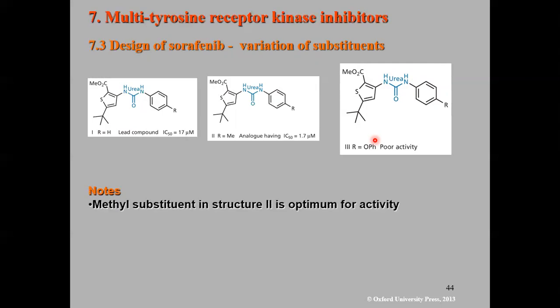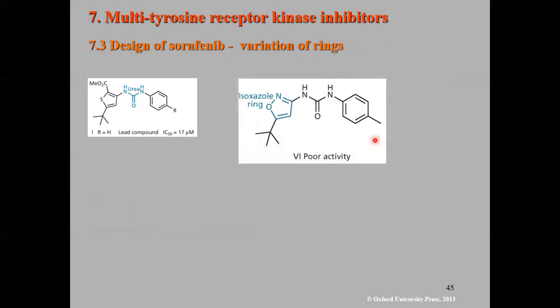As we said, the methyl substituent in structure 2 is optimum for activity, a 10-fold increase in activity. The phenoxy group is bad for activity, as we saw earlier. All right. They tried the traditional medicinal chemistry, but they couldn't get any improvement further than the 1.7 micromolar. Well, you need something in the nanomolar range.